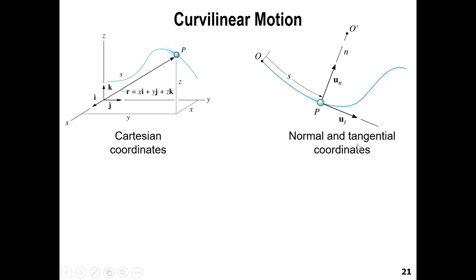For normal and tangential, you create two directions: one tangent to the path of motion, one normal to the path of motion. Because this curvature changes, here X, Y, and Z are all the same directions, but here you may realize that now tangent is this, normal is that. You go here, tangent looks like this, normal looks like that. So these UN and UT, which are unit vectors in two directions, their own direction changes.